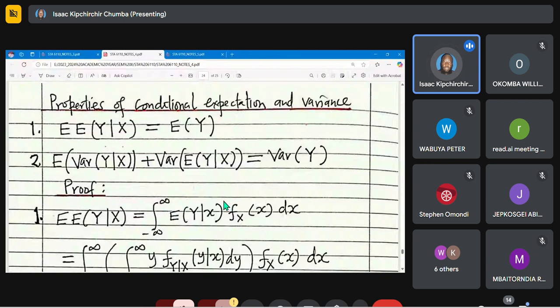Properties of conditional expectation and variance. There are two important properties with respect to conditional expectation and variance, and usually they are used in Bayesian statistics. Bayesian statistics is also where we apply the Bayes theorem.